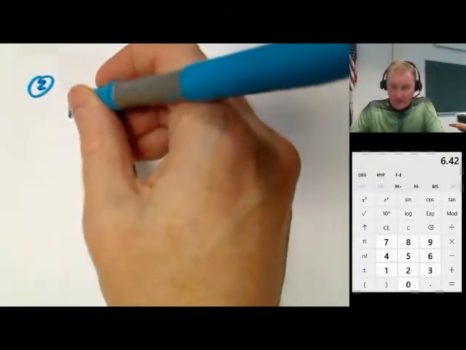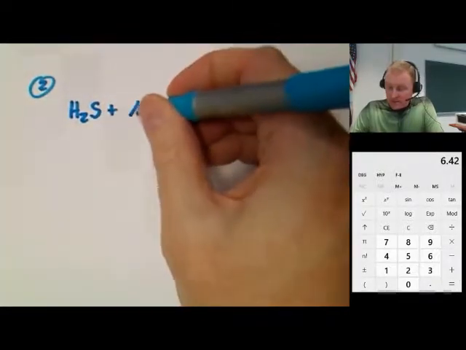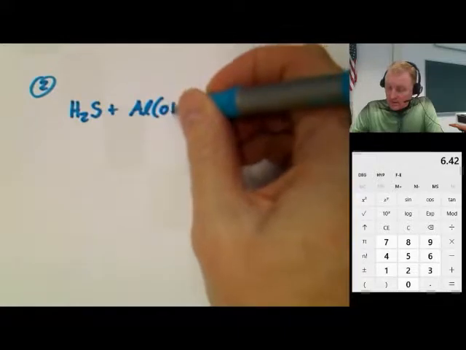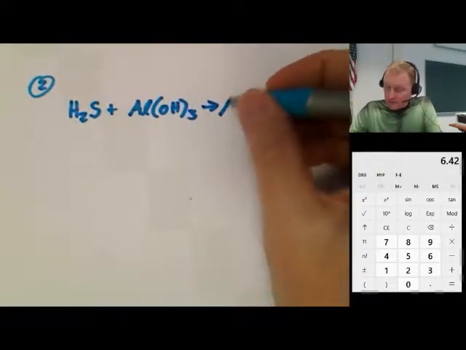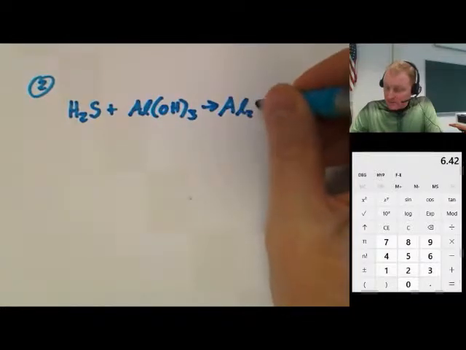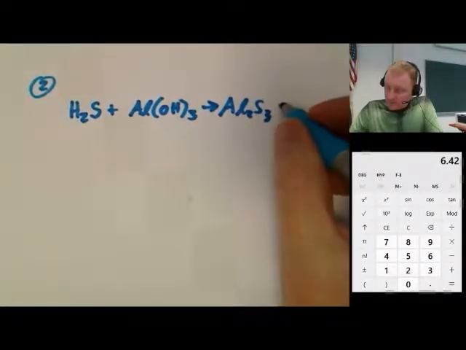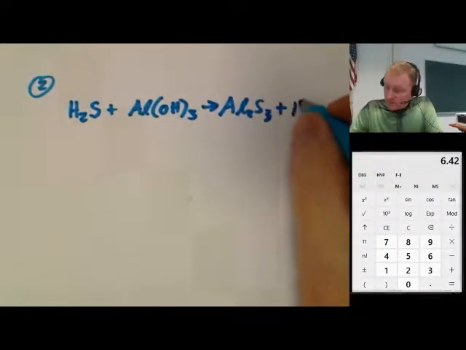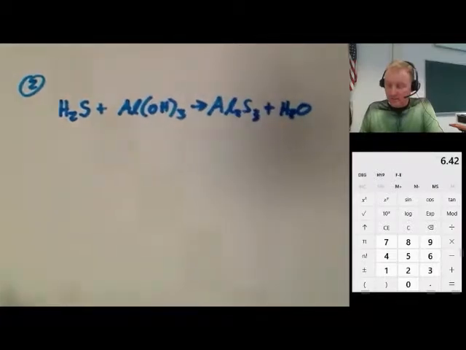The equation's right below it, so we've got H2S plus aluminum hydroxide yields aluminum sulfide plus water. Okay, got that fitting in there. There we go. Okay, let's balance this.